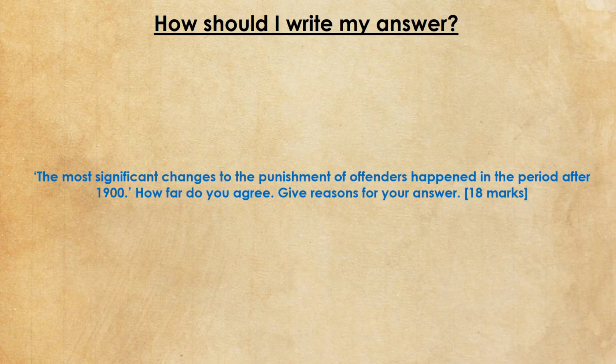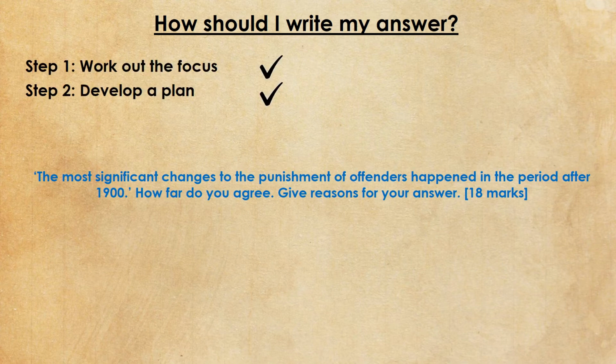Right, how should I actually go about writing my answer then? So you've worked out the focus. You've come up with a plan of your agree and disagree. You could do that in a little table at the top of your exam sheet. However you want to do it is fine. But try and think of 2 or 3 reasons for each side of the argument that you could include in your answer. Now's the hard bit. You need to actually start putting that down on paper.